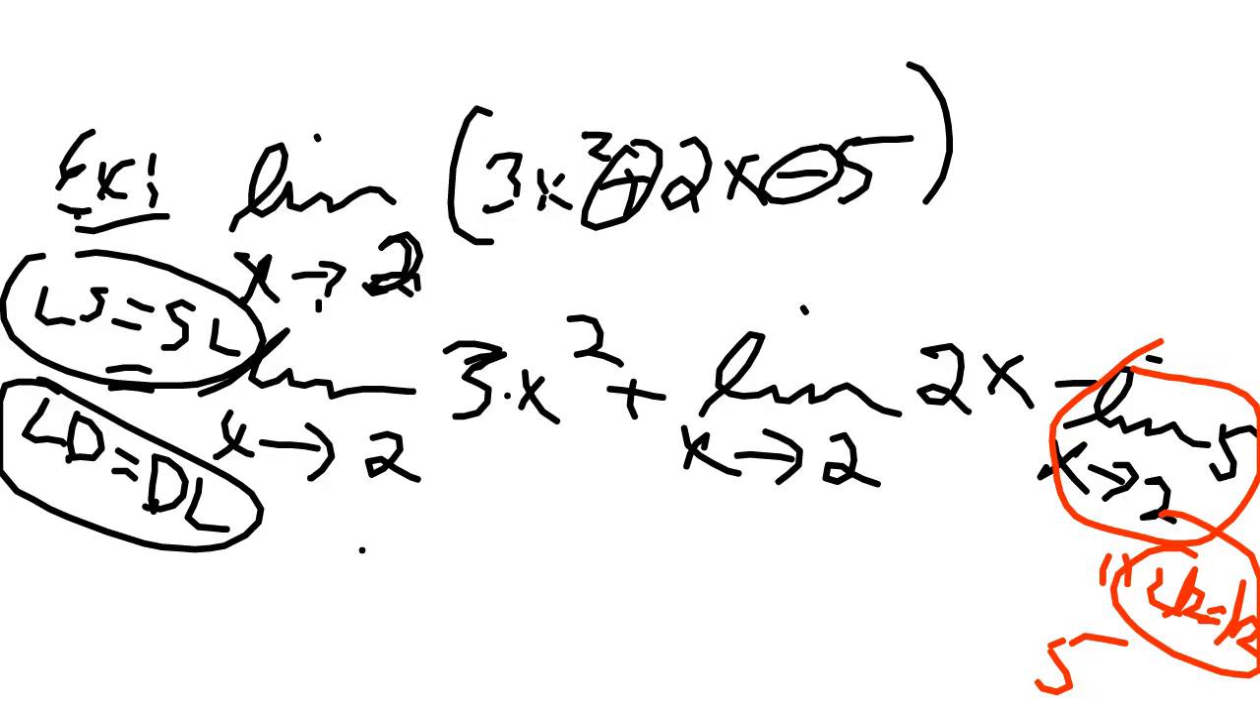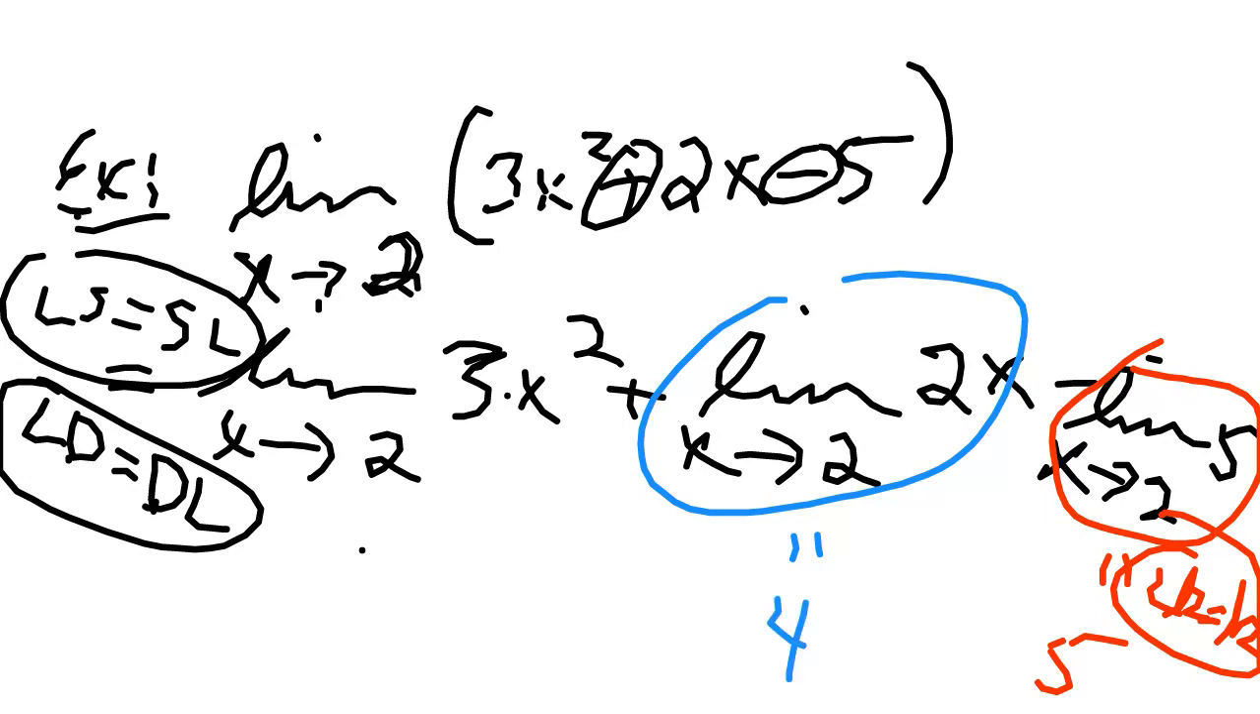Do I know what this one is? Somebody else. Gracie? It is 4. Why? Because you just put the 2 in for x. Why can I do that? There are multiple reasons that are correct, but a whole lot of reasons that are wrong.